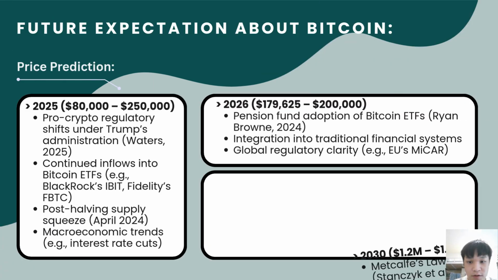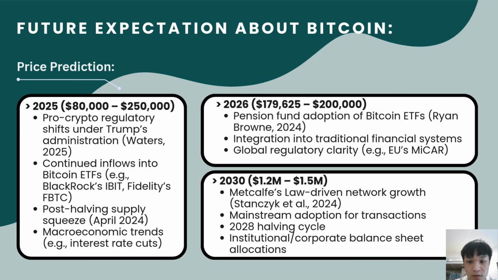The future of Bitcoin is also full of big possibilities. According to Waters, Bitcoin could hit $80,000 to $250,000 by 2025, fueled by pro-crypto regulatory shifts under Trump's administration and sustained inflows into Bitcoin ETFs like BlackRock's IBIT and Fidelity's FBTC.